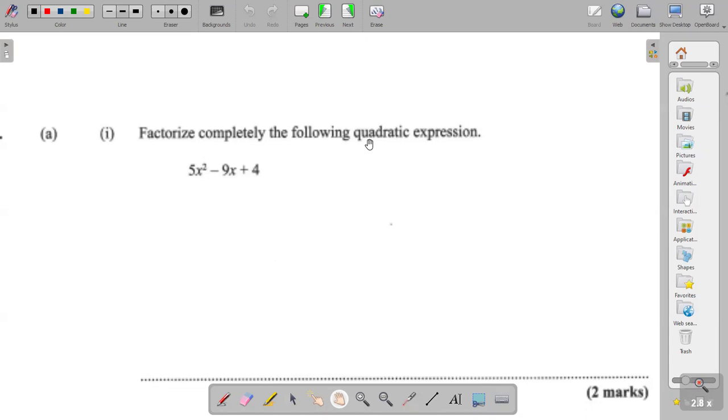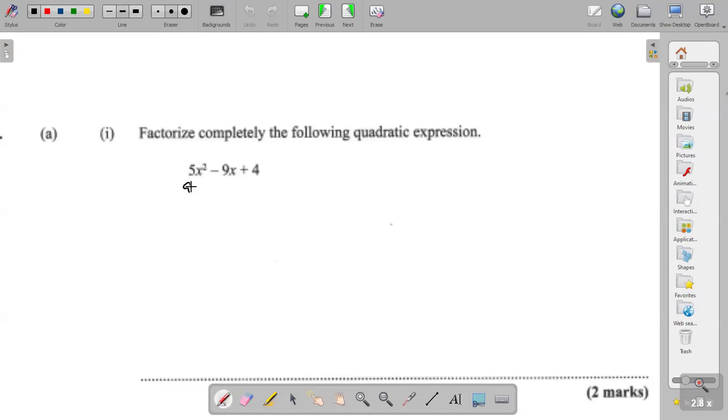It ain't a secret, so you'll be real wrong if you go in the exam and don't know how to factorize. I'll let you know right now. Excellent job. AC rule. So let me break this down quickly.